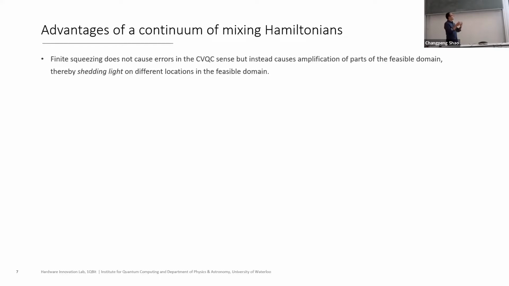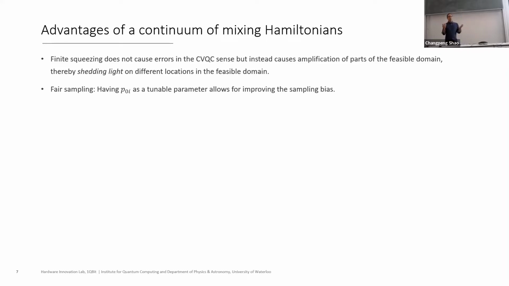On one hand, the fact that I have to use finite squeezing, usually in CVQC, corresponds to an algorithm that needs infinitely squeezed states. But here, if you have finitely squeezed states, that just means that if I have this feasible domain, I can change this parameter, and it literally sheds light on different parts of the feasible domain. So you can think about variationally focusing on different parts of the feasible domain. And the fact that I have these continuous knobs to turn helps me do things that are usually considered challenges for adiabatic optimization.